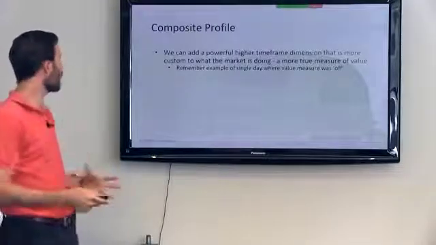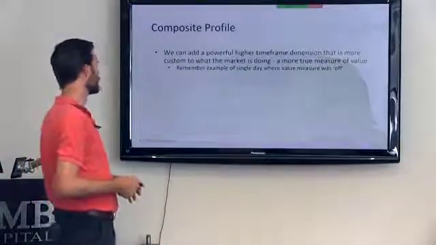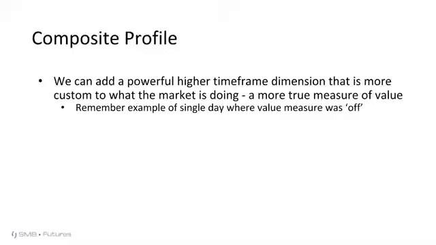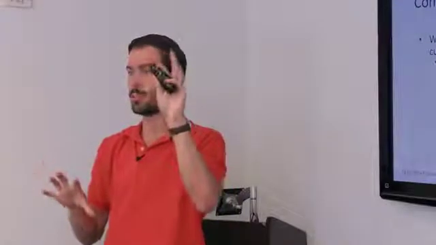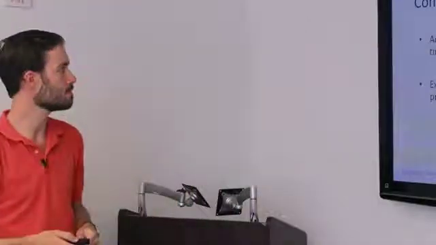But volume profile doesn't quite do as good of a job with value specifically as market profile. So we're adding this powerful higher time frame dimension. It's more custom to what the market is doing, a more true measure of value. You remember that example the other day where we had balance, head fake higher, trended lower, balance, and then spike higher yesterday. The value area was just out of whack with those two distributions. We split those distributions apart into two separate days, so to speak, and we had a better true measure of value. Same kind of concept here.